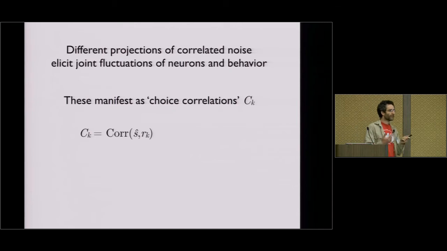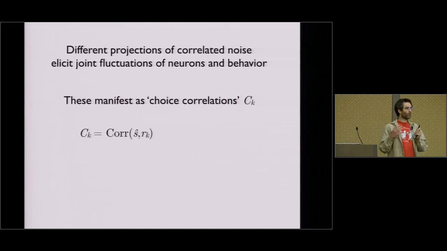Now, if you have these different readouts, each different readout will have a different projection of the noise, and that projection will make it all the way to the behavior. And so we can learn about that readout by looking at the correlations between individual neurons and the behavior. Which parts of the neural fluctuations made it out to the behavior to change the behavior?